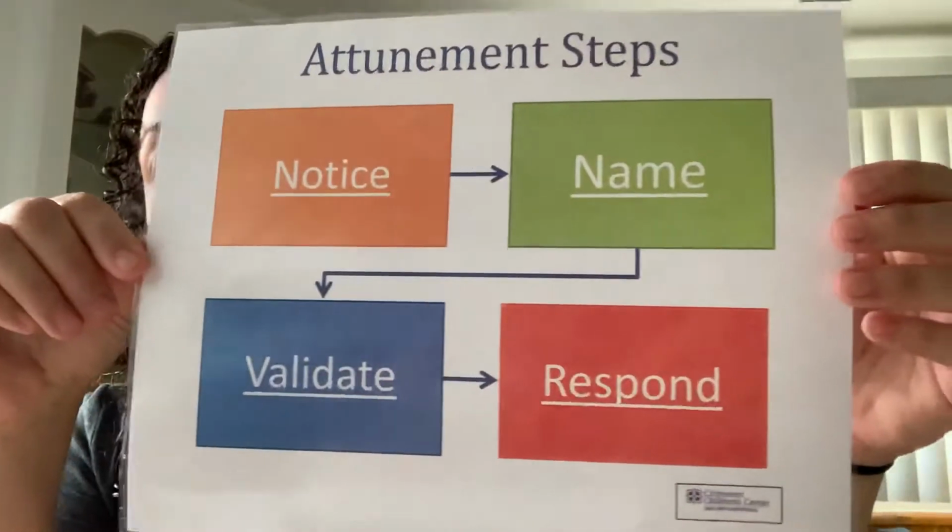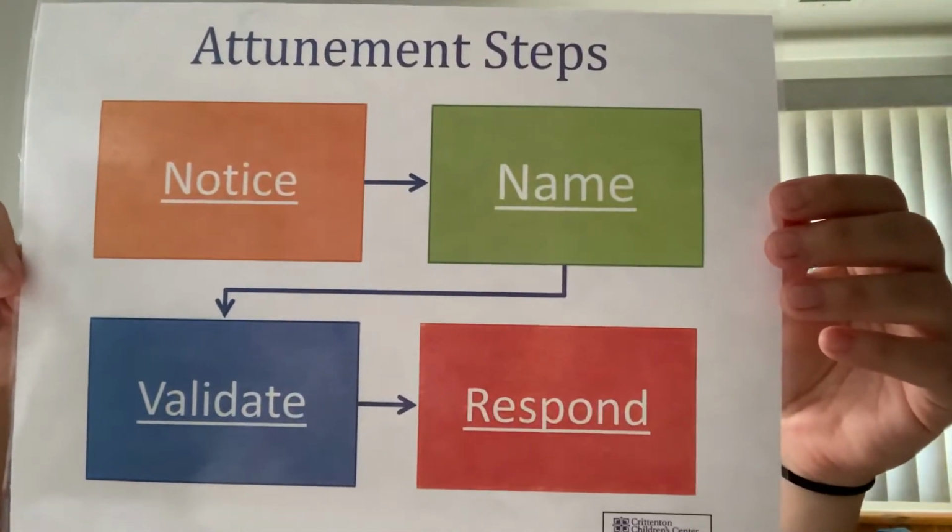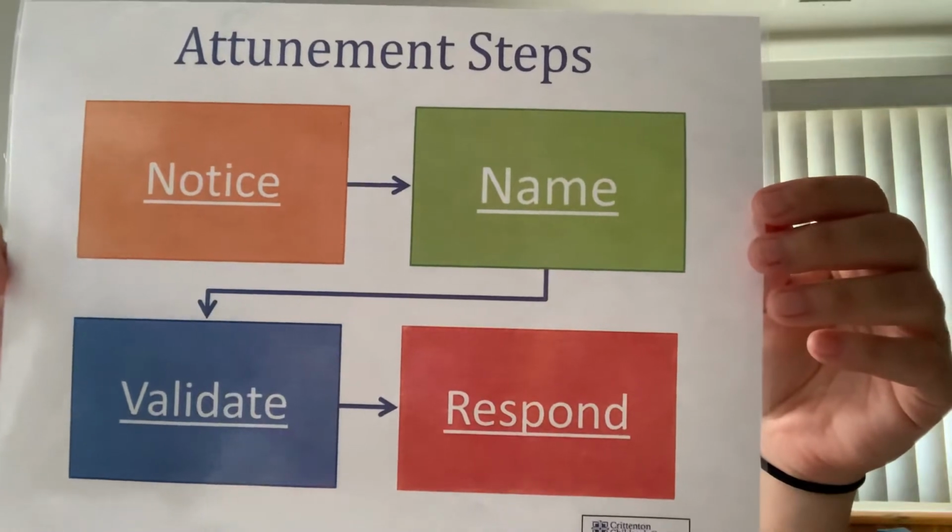This is something that teachers at Starfish and staff were trained on. It was part of a curriculum, and they utilize this in the classroom all the time with the kids, and it's really helpful, and we'd like to share that with you. So the attunement steps is 4 steps. They are notice, name, validate, and respond.